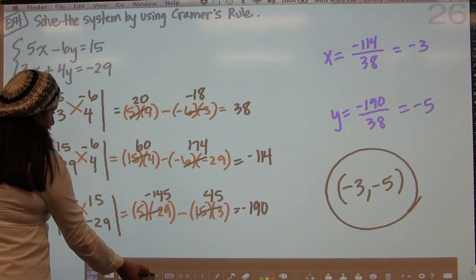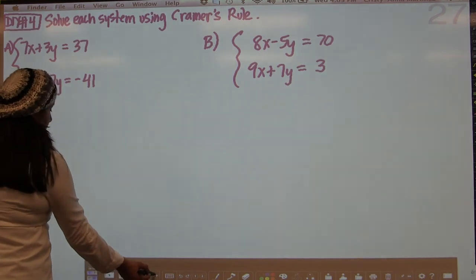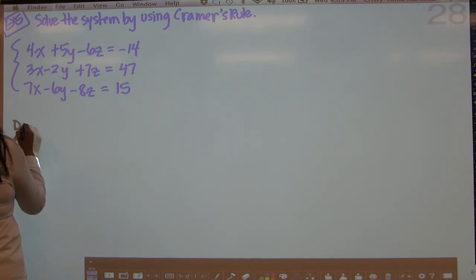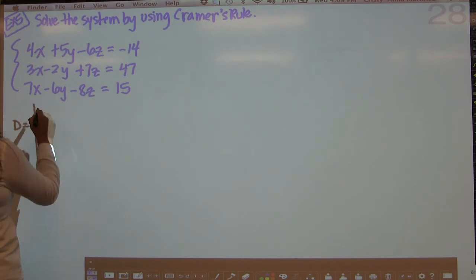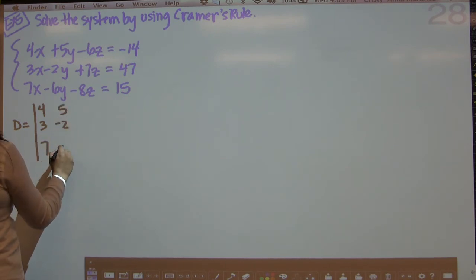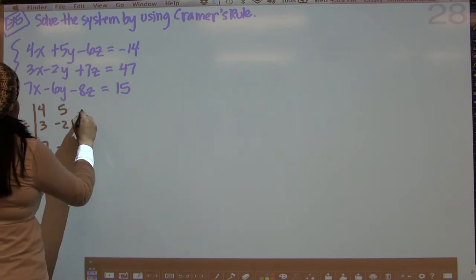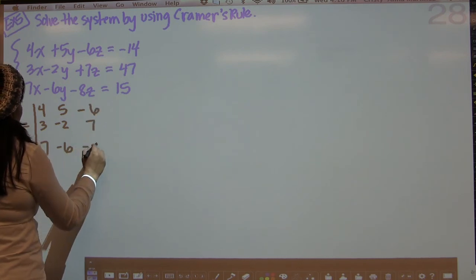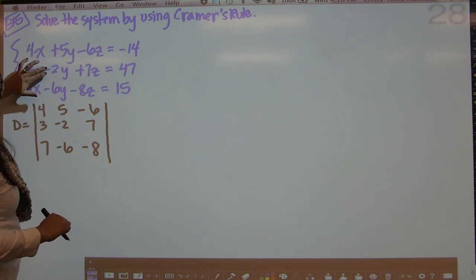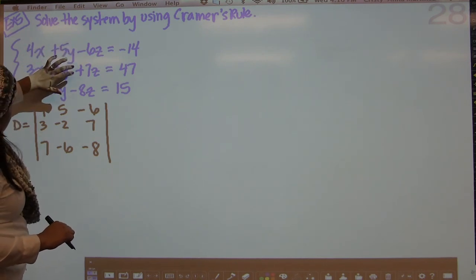And of course, calculating a third order determinant is a little bit more of a doozy than calculating a second order determinant. But here we go. So for d, you're going to get just the coefficients: 4, 3, 7, 5, negative 2, negative 6, negative 6, 7, and negative 8. So 4, 3, 7, 5, negative 2, negative 6, negative 6, 7, negative 8.